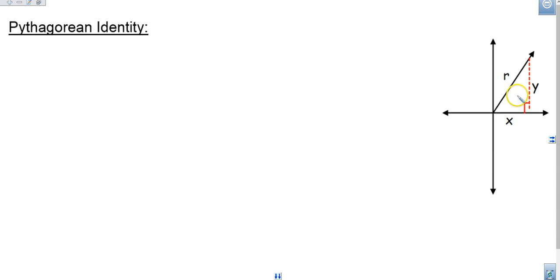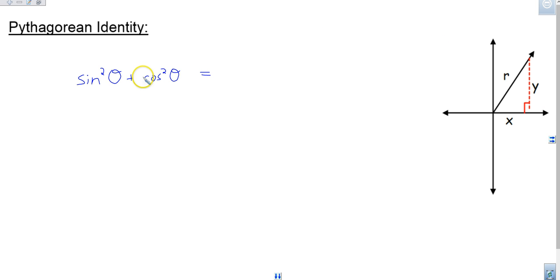Hello, my name is Arnold. I will be describing to you the next identity called the Pythagorean identity. We are going to start with sine squared theta plus cosine squared theta, and we will see what that adds up to.